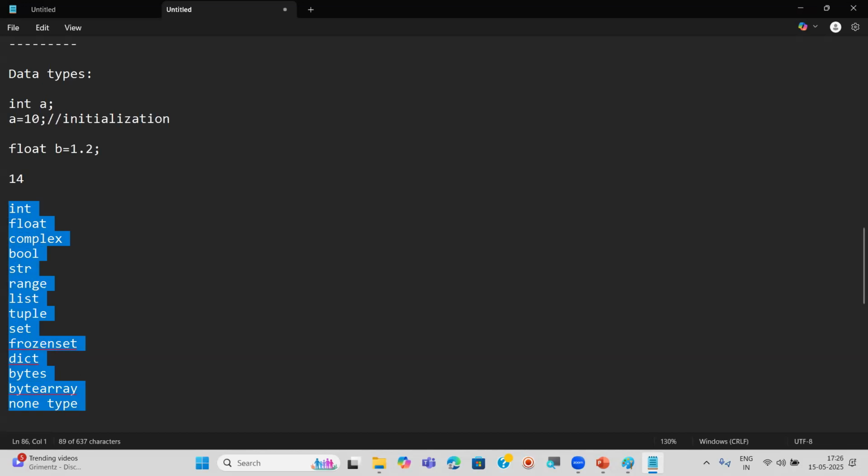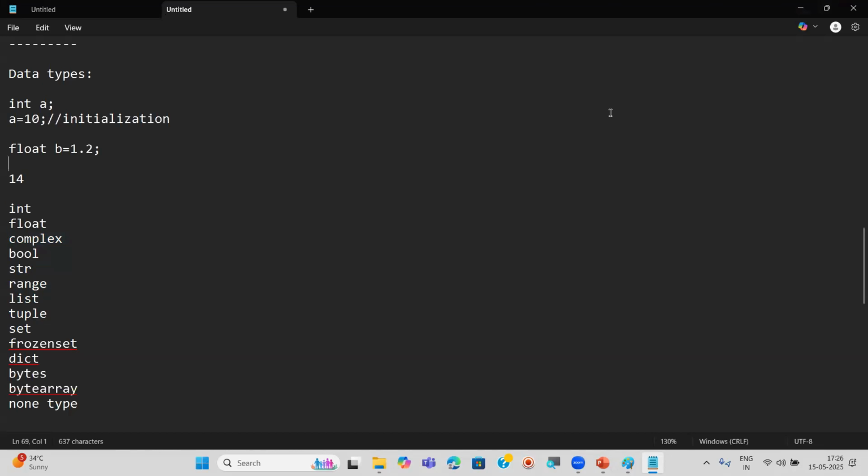Internally these are available, but we may not use them explicitly. Among all these, the first five are the fundamental data types, the basic data types. The remaining are slightly more advanced data types. We'll discuss all these 14 types one by one. First we'll look at the first five. I'm going to explain the first five right now. Let's open the Python shell.